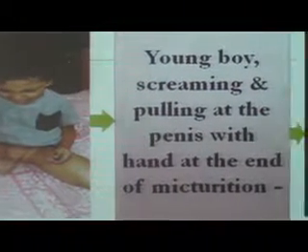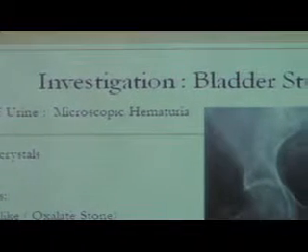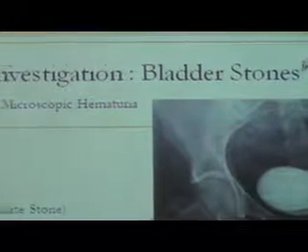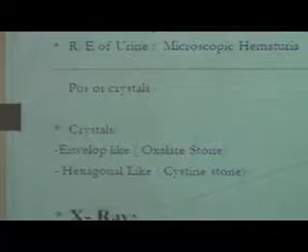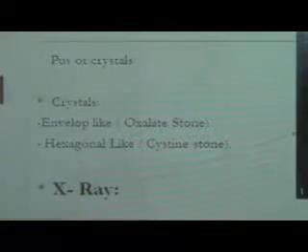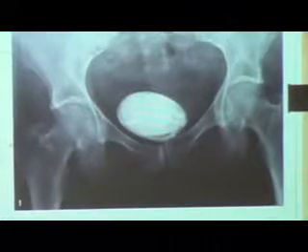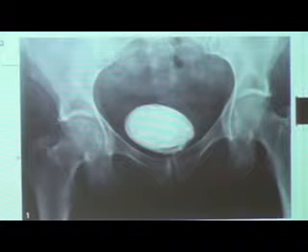So a young boy screaming and pulling at the penis with the hand at the end of micturition, what will be the diagnosis? Another way of asking the question? Yes. Very good, bladder stone. So now tell me, how will you investigate the patient if you suspect a bladder stone? Again, the same routine examination of urine: microscopic hematuria, evidence of pus, evidence of crystals. If you get crystals, then you focus on their shape, and if it is envelope-like, the diagnosis will be calcium oxalate stone, and if it appears hexagonal, the diagnosis should be cystine stone, which contains the benzene ring.